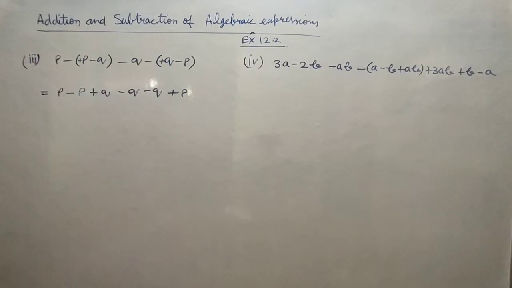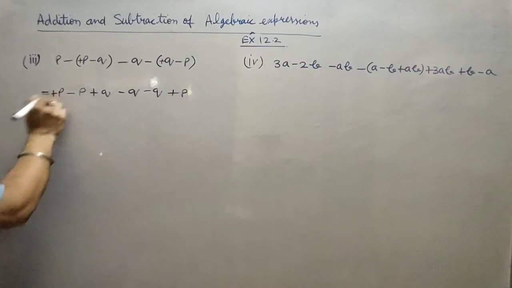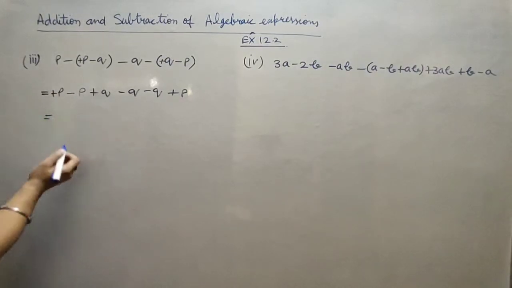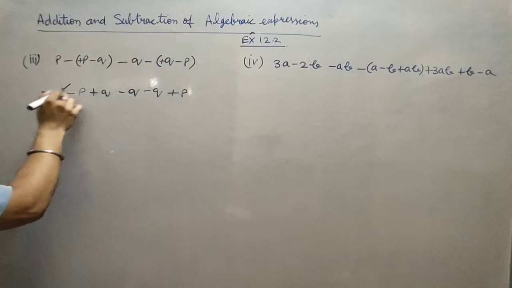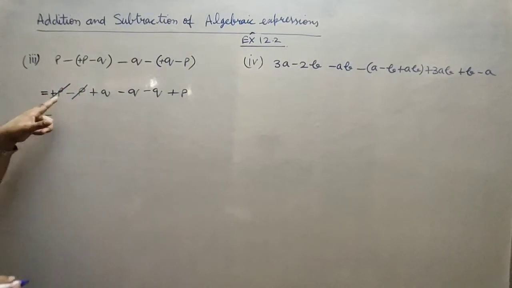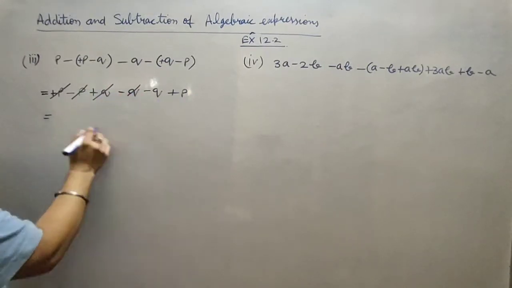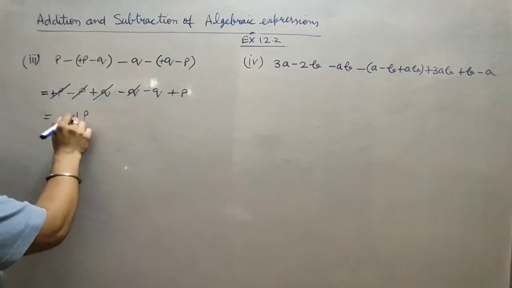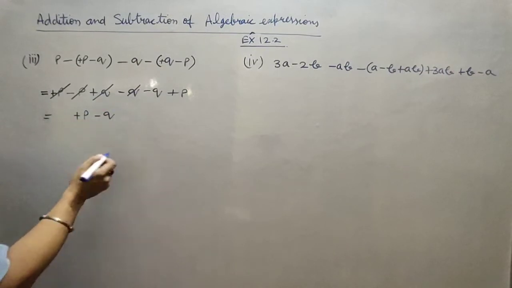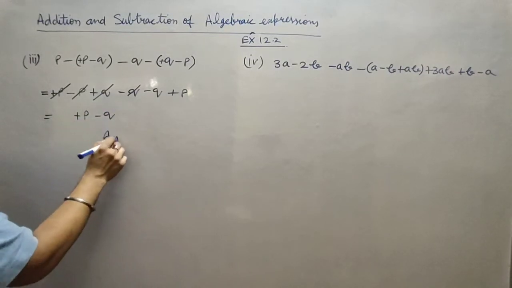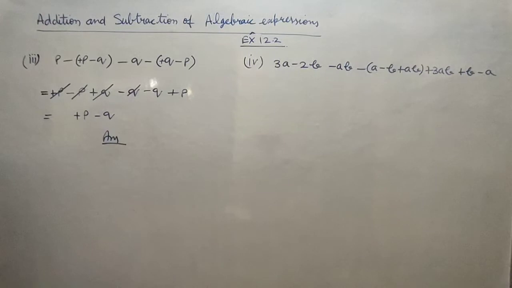Now you can see each term is separate. So it is very easy here. You can see this p and this p can be cancelled because one is plus and one is minus. P has the same value. So what is left? Plus q and minus, plus p and minus q. So both are unlike. It means this is the answer.